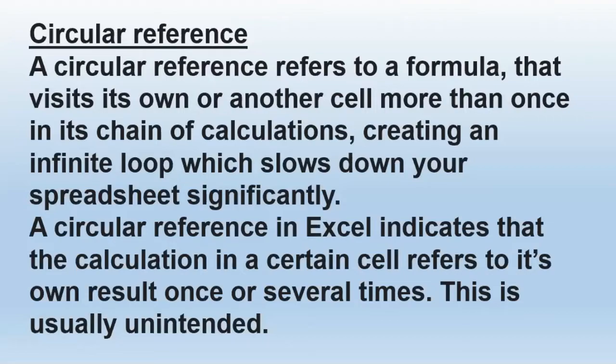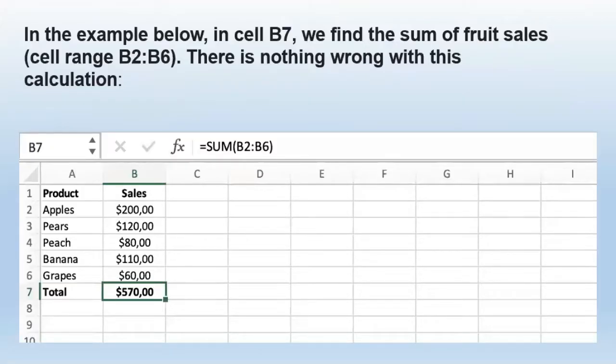So, this is the topic circular reference. A circular reference refers to a formula that visits its own or another cell more than once in its chain of calculations, creating an infinite loop which slows down your spreadsheet significantly. A circular reference in Excel indicates that the calculation in a certain cell refers to its own result once or several times. This is usually unintended.